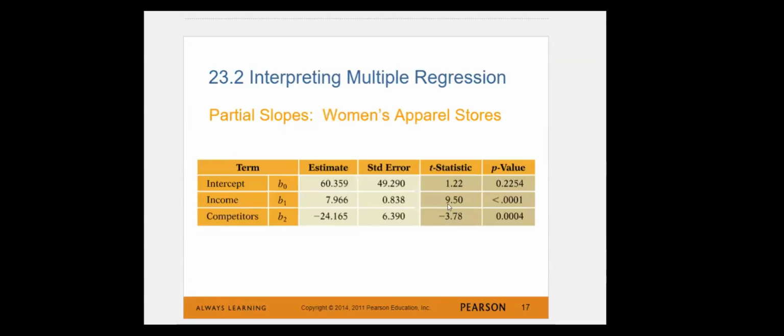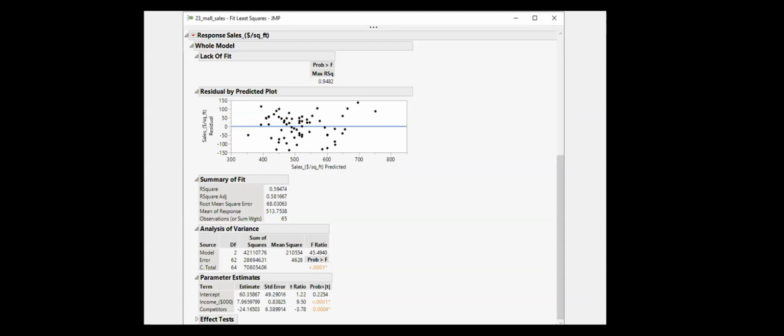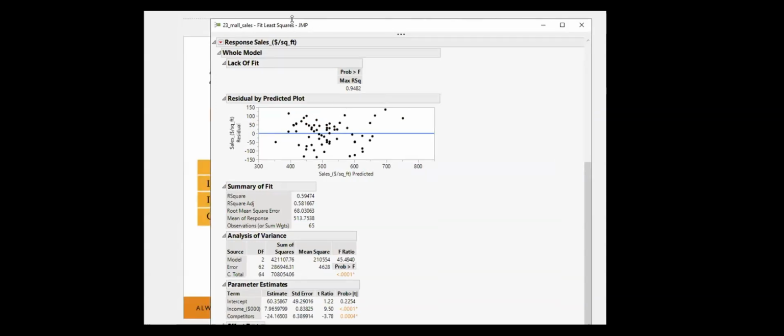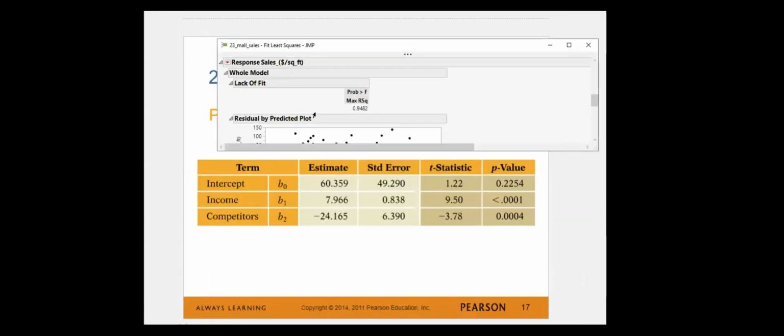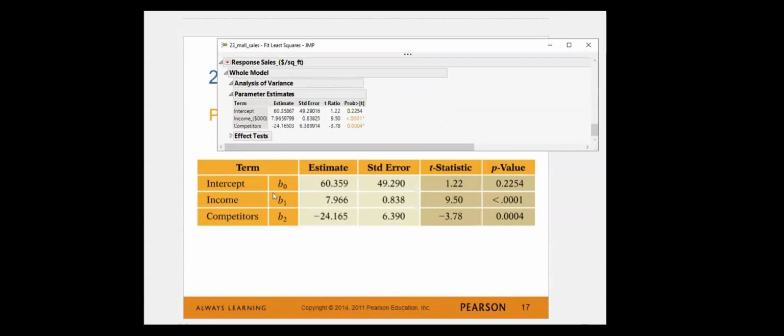Next is the results of multiple regression that you just saw here. As you can see, it's the same numbers, right? Same numbers. So standard error for intercept is 49. Standard error for income is 0.8. Standard error for competitors is 6.3.